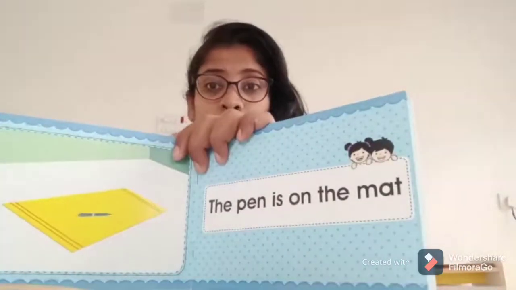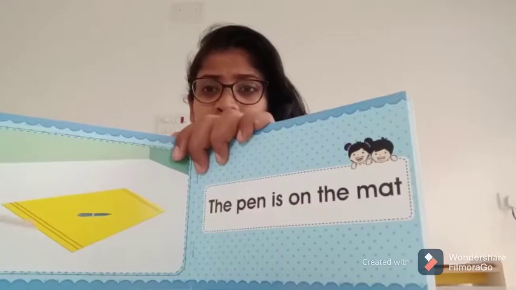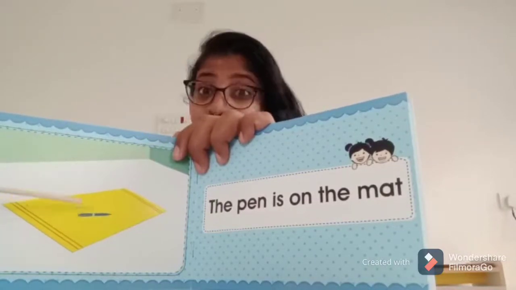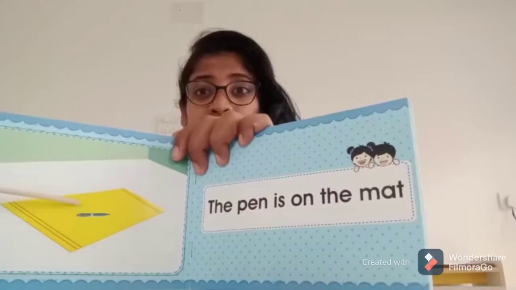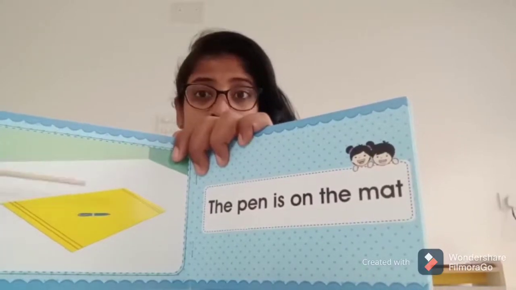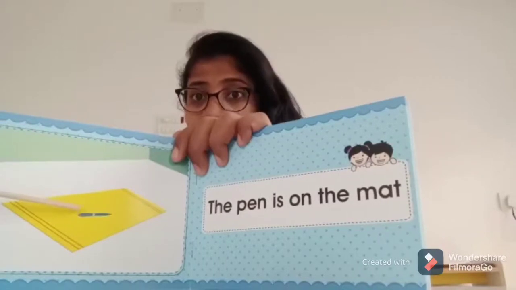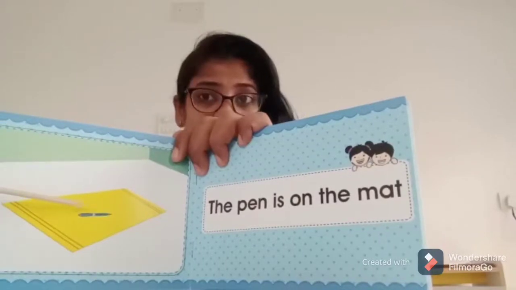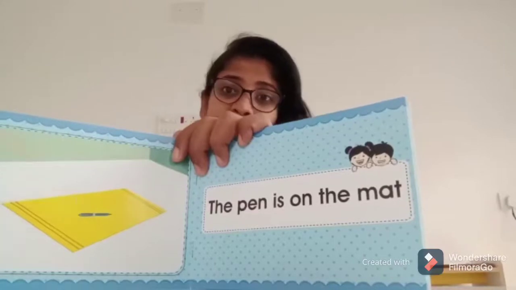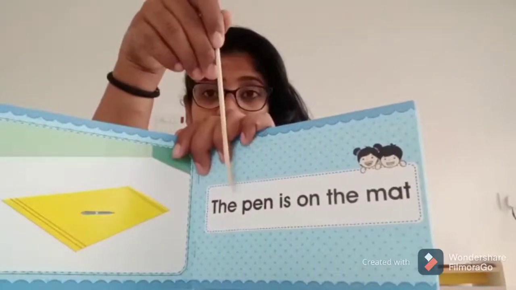Okay. What can you see here? There's a mat and a pen. So, where is the pen? The pen is on the mat. The pen is on the mat. Yes. So, let us read the sentence.